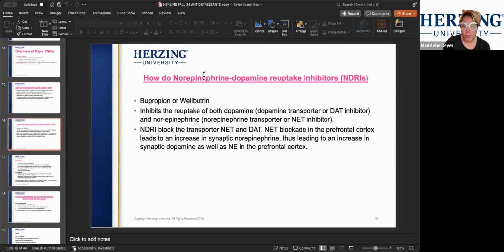We have norepinephrine dopamine reuptake inhibitors, NDRIs, which include bupropion or Wellbutrin, which inhibits the reuptake of both dopamine and norepinephrine. NDRIs block the transporter NET, and that NET blockade in the prefrontal cortex leads to an increase of synaptic norepinephrine, thus leading to increased synaptic dopamine as well as norepinephrine in the prefrontal cortex. Usually medications like bupropion and Wellbutrin do really well with individuals with depression, and it's used off-label for ADHD. But usually they don't work well if the client has anxiety, so we have to be very careful with that.